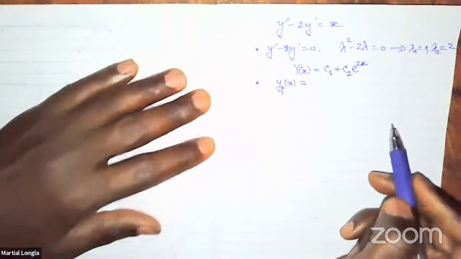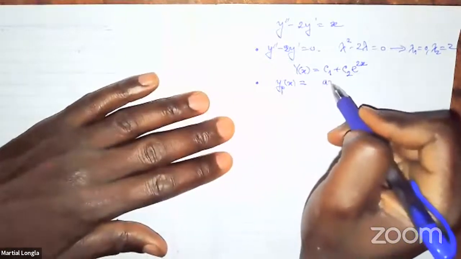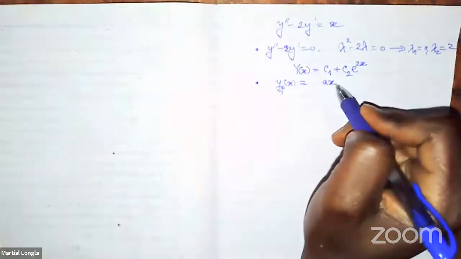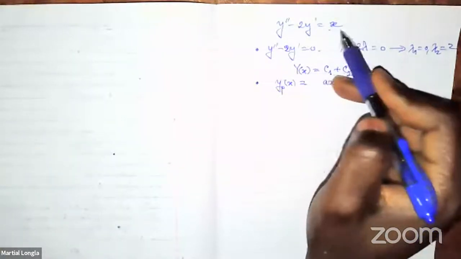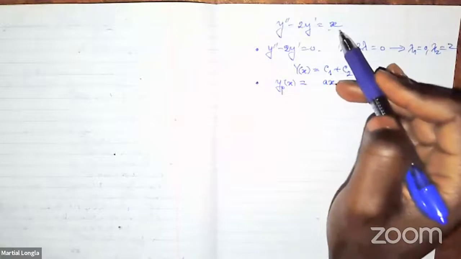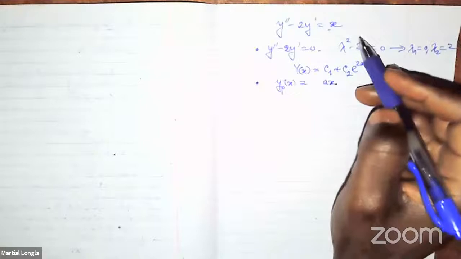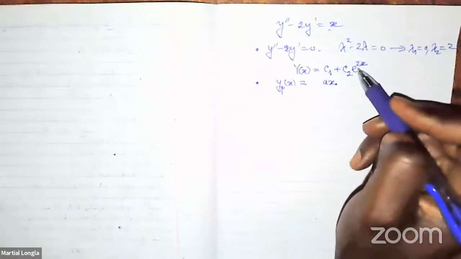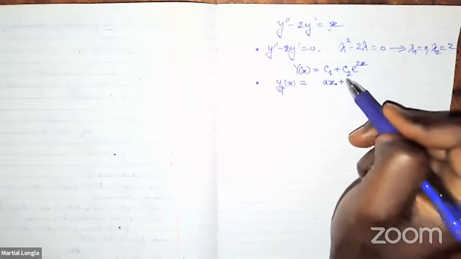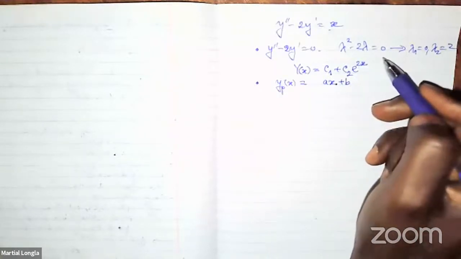I got AX. AX? It can't just be AX. What is the polynomial that you're writing? You have a polynomial of degree 1. So what do you do when you have a polynomial of degree 1? Anybody can jump in to help. AX plus B. AX plus B. So polynomial of degree 1, you write polynomial of degree 1.